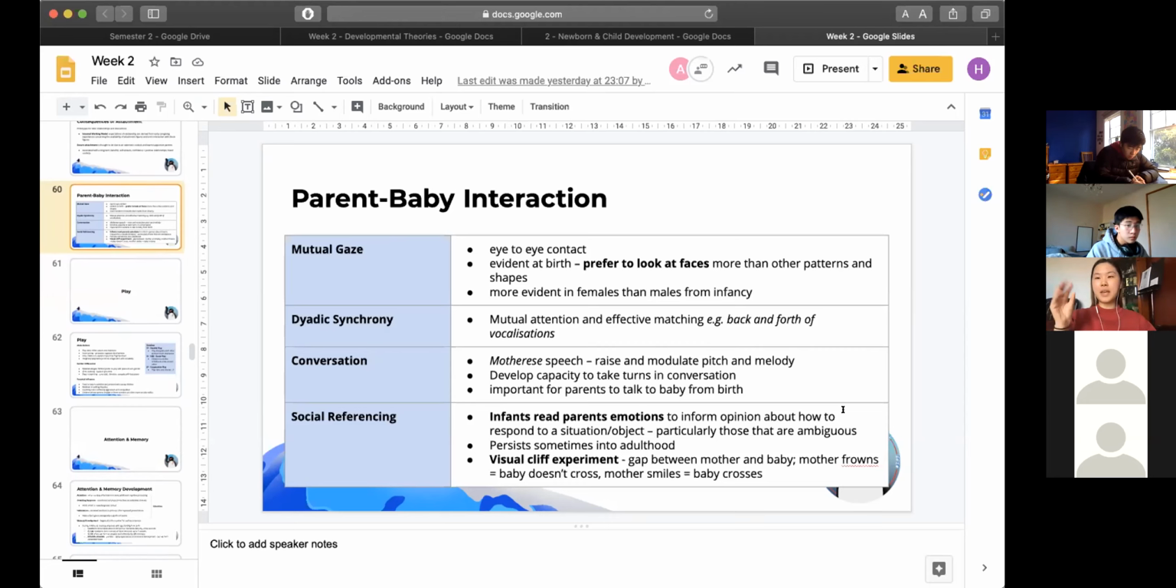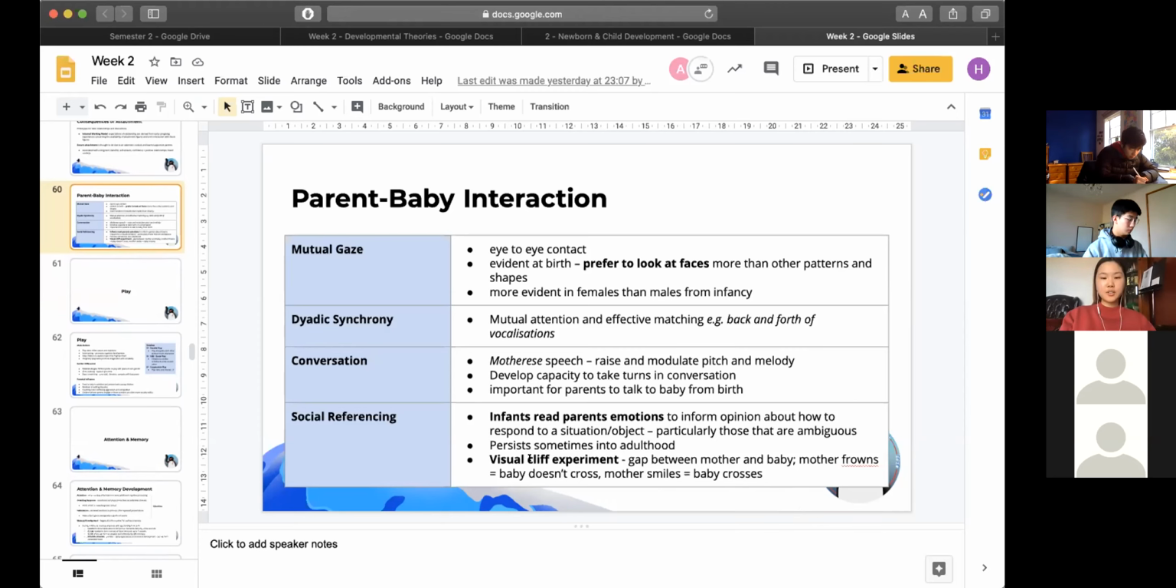Conversation, so there's this thing called motherly speech. Basically, it's baby talk, where you talk to babies in baby speech. It's very important for parents to talk to the baby from birth. You want to be interacting with the baby, which is very integral to development. And social referencing: infants are able to read parents' emotions, contrary to popular belief. Babies are very sensitive and very perceptive as well, and they're able to form opinions about how to respond to a particular situation.